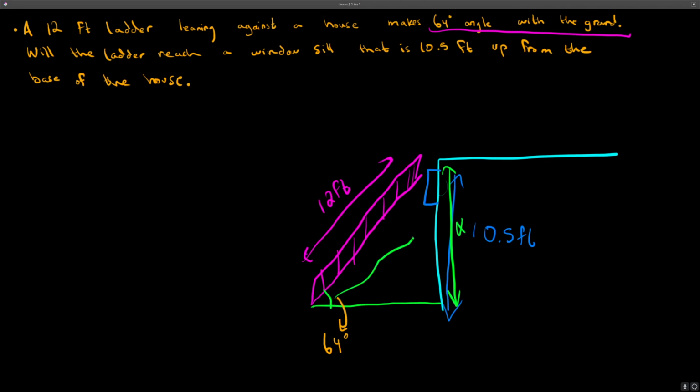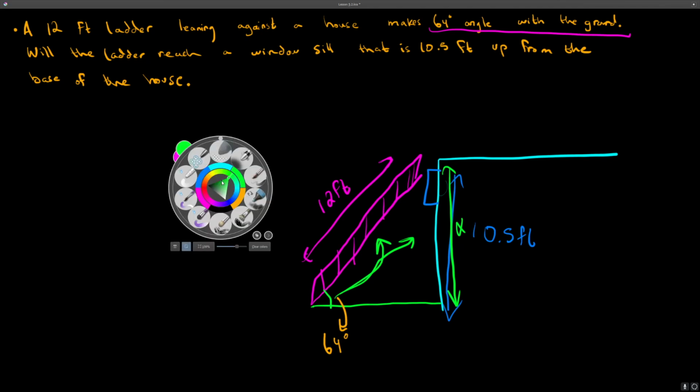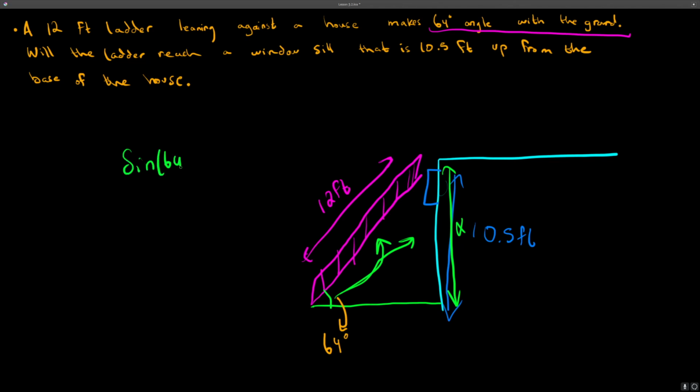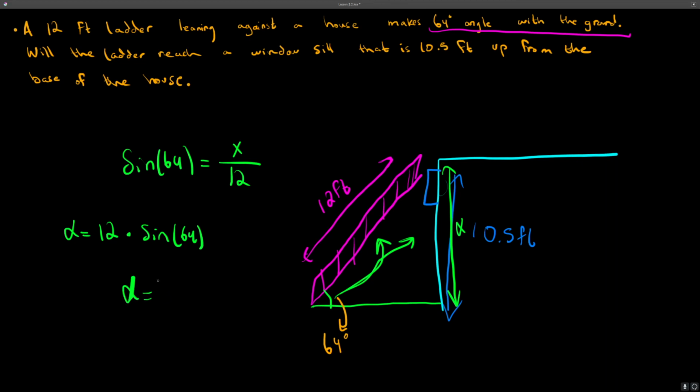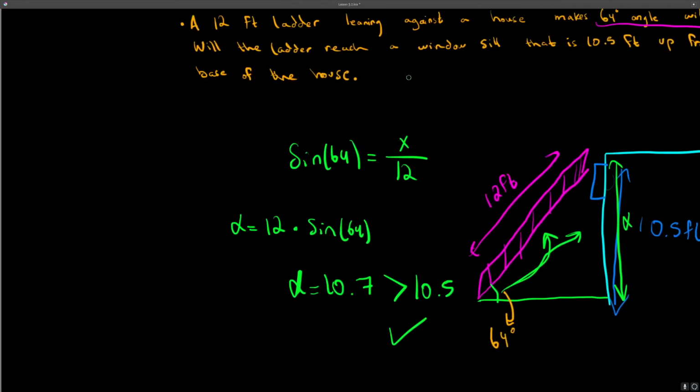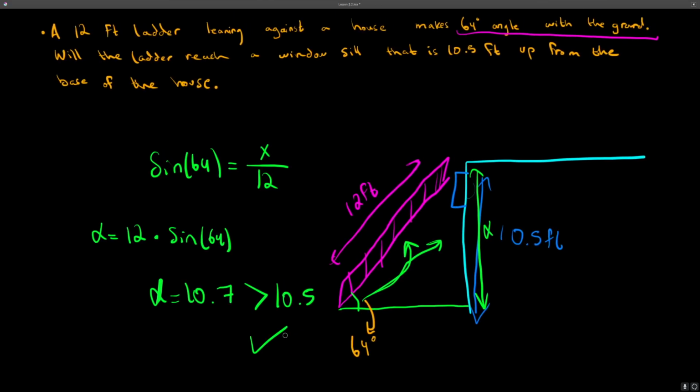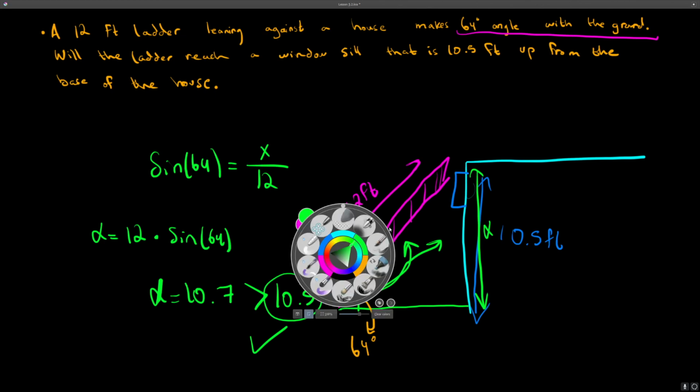And then we have opposite and we have hypotenuse. So we're going to use sine. Sine 64 gives us opposite over hypotenuse, which is x over 12. So x will be equal to 12 times sine 64. On the calculator, we just do 12 times sine 64, and we get 10.7. Is 10.7 greater than the height of the window? If it's greater than 10.5, then the ladder will be tall enough to reach the window, and if it's less than 10.5, then it will not. So this is how you know.